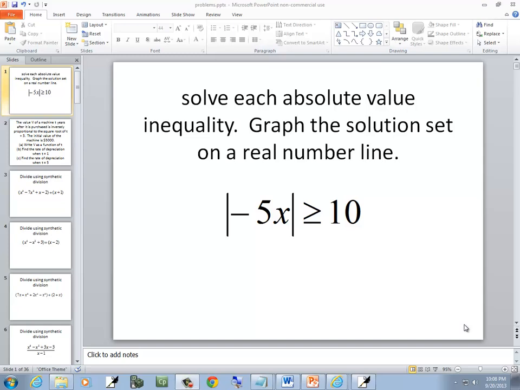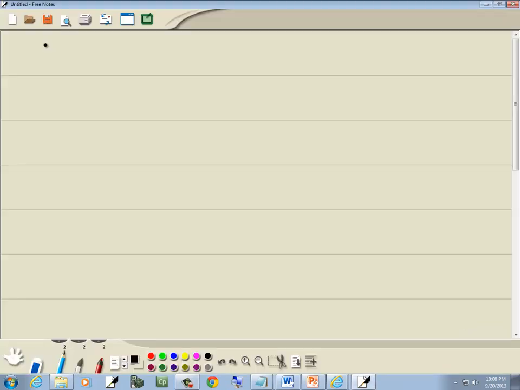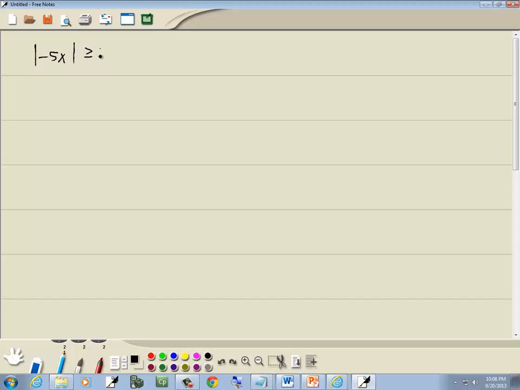Let's take a look at this problem. We want to solve each absolute value inequality and then graph the solution set on a real number line. So we've got the absolute value of negative 5x is greater than or equal to 10.